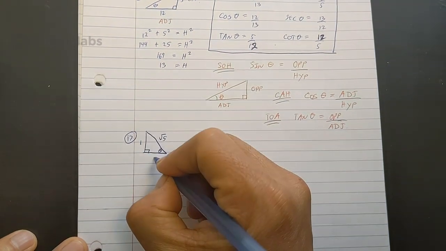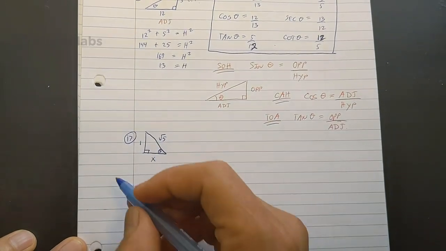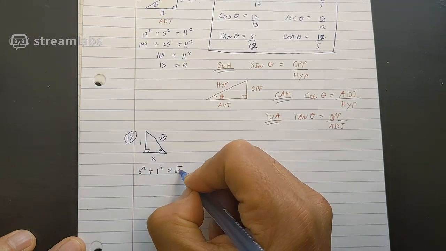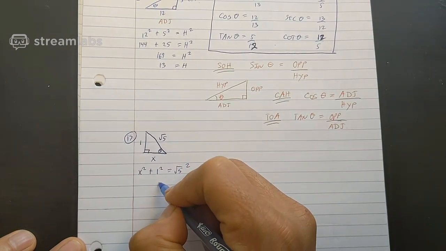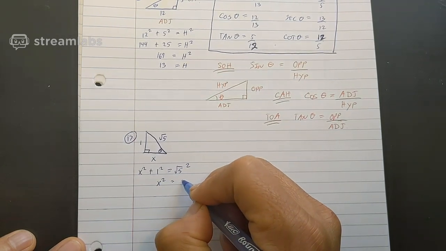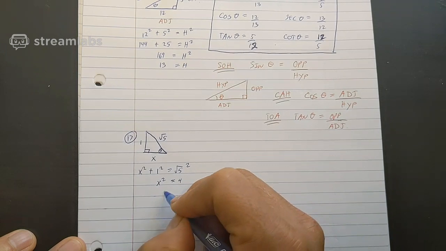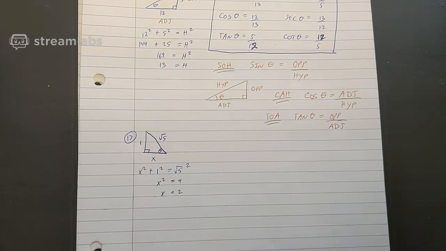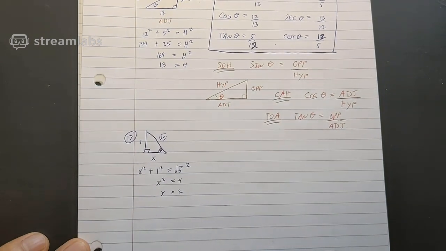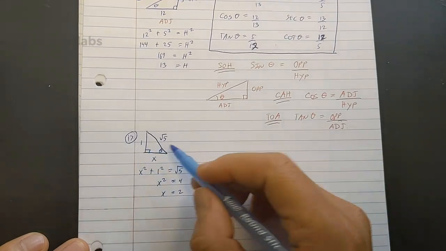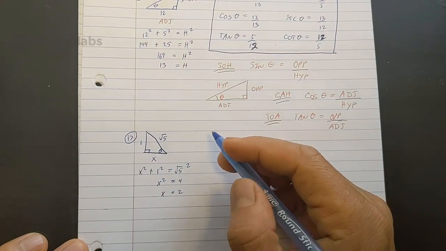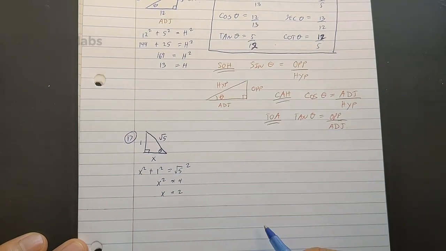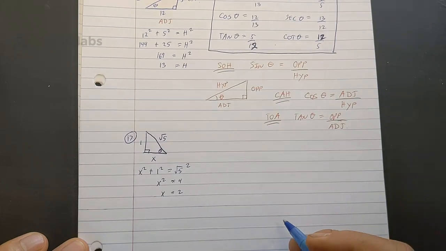We're going to call this side x right here. We don't know what x is, so I need to use the Pythagorean theorem. x squared plus 1 squared equals root 5 squared. So therefore x squared is equal to 4, therefore x is equal to 2. So from there, x is my adjacent, and I can find the rest now.